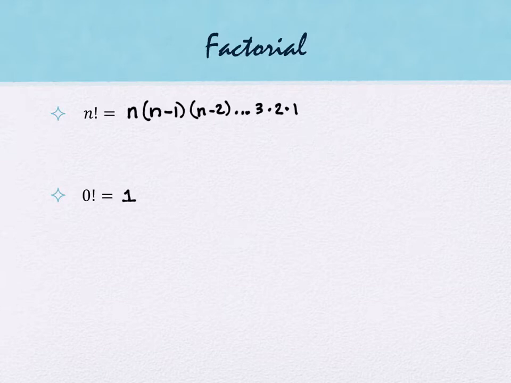Yes? So I understand the n minus 1, n minus 2, but then why is there a 3 times 2 times 1? Because you go all the way down to 1. You just decrease the number you're multiplying all the way down to 1. Wherever you start, you keep multiplying all the way down to 1. Let me show you the first example, and maybe it'll make sense.